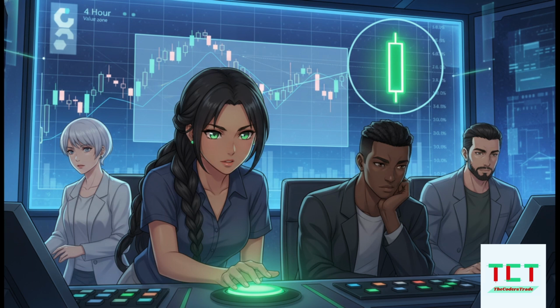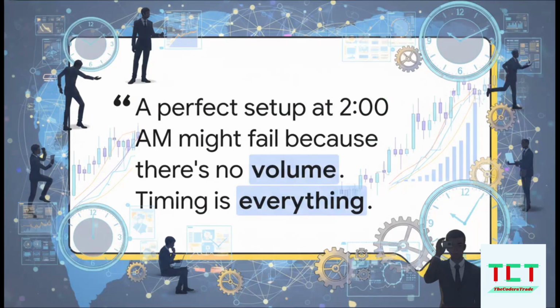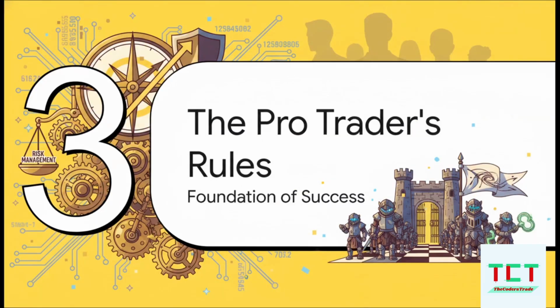This is the last piece of the puzzle we need. But hold on, there's one more layer on top of all of this, and it's absolutely critical. Timing. A setup that looks technically perfect at 2 in the morning is probably going to fail. You know why? Because there's no volume. We only hunt for these Confluence setups during high-volume sessions, like the London and New York overlaps, when the big boys are actually playing.